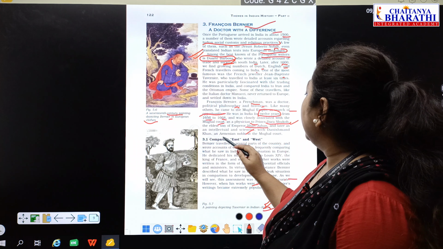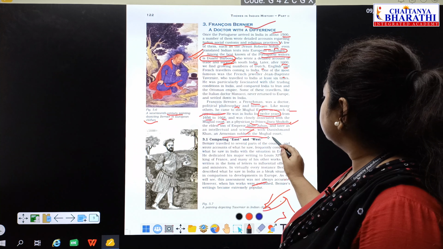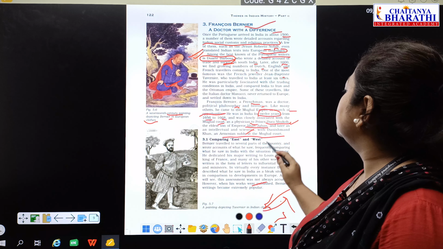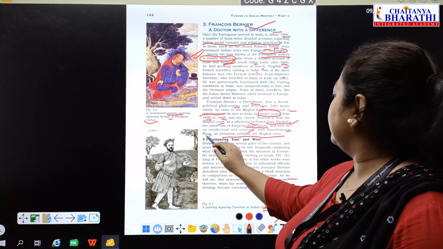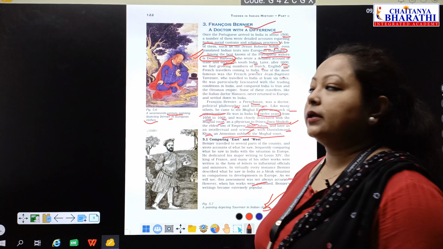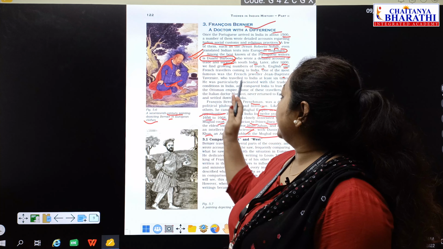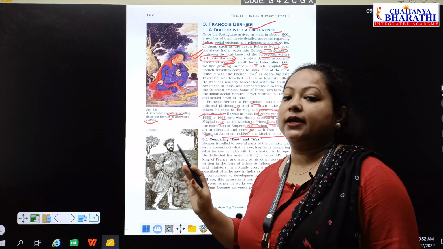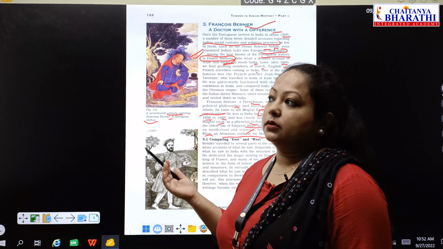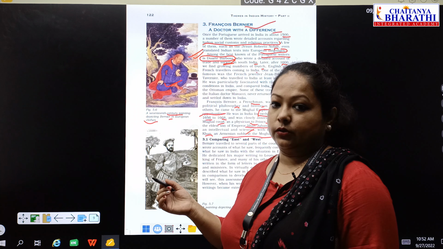And then he also had good contact with the novelist Danishmand Khan at the Mughal court. Therefore, by knowing this part, we can say Francois Bernier had written or mentioned mostly about the Mughal court only.